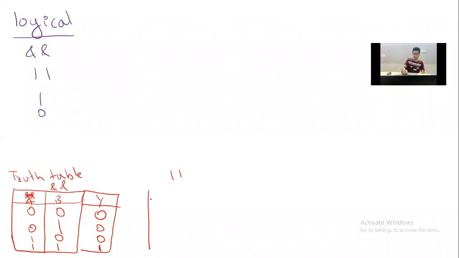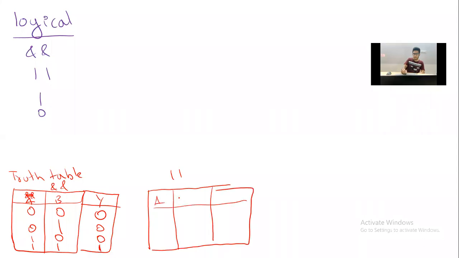Let's come to the OR operator here. A, B, and Y, right? I'll write all the 4 possible cases: 0 0, 0 1, 1 0, 1 1. In the OR operator, it's like English OR, right? If it is this, or if it is that, any one of them is fine for me. In those cases, we have to use the OR operator. So in the OR operator, if any one of the inputs is 1, the output will be 1.